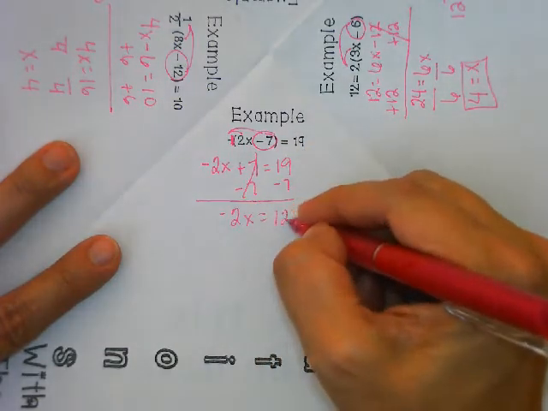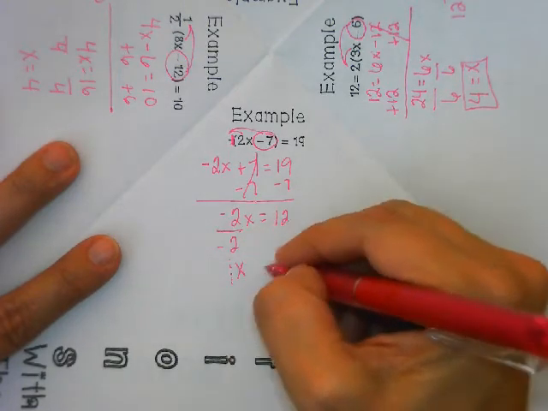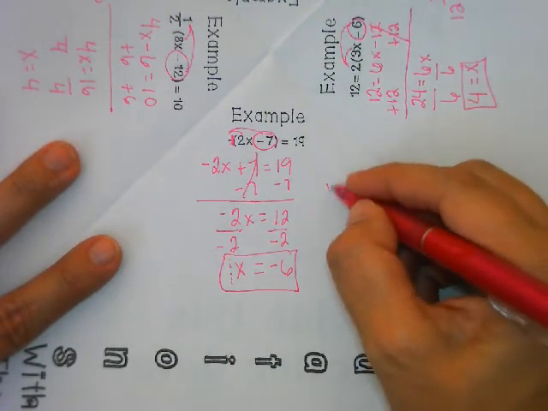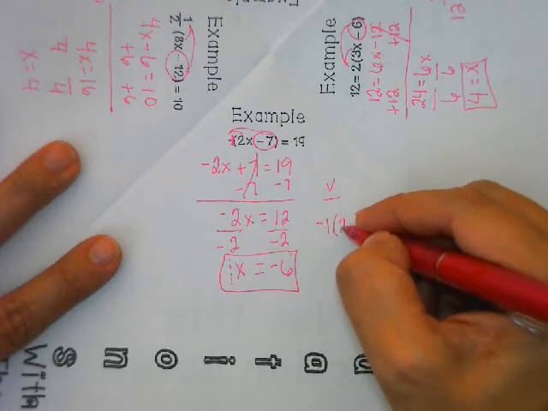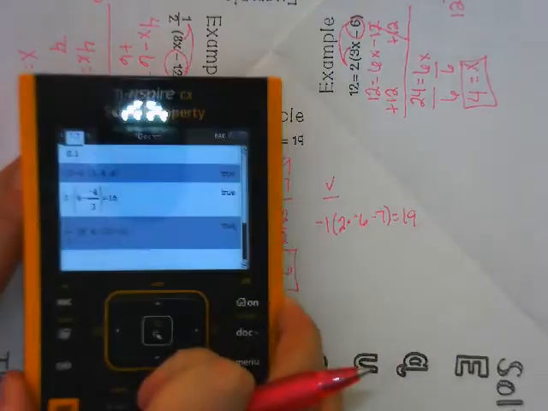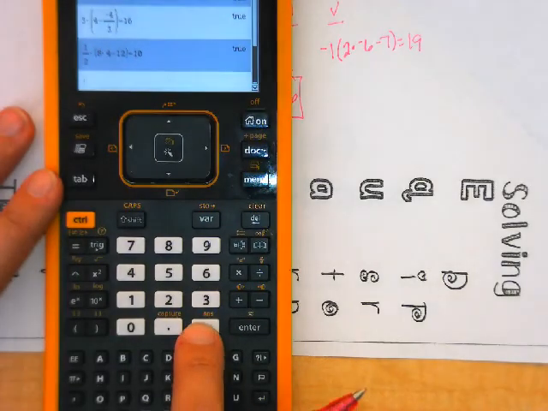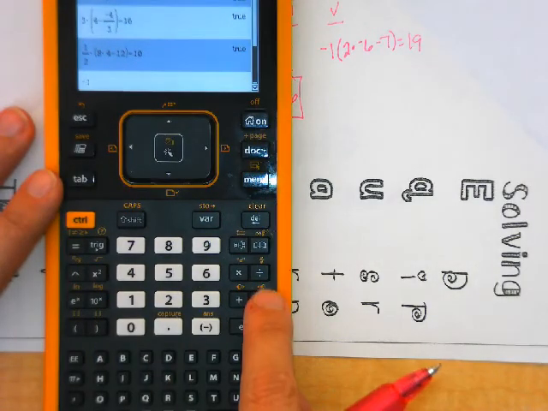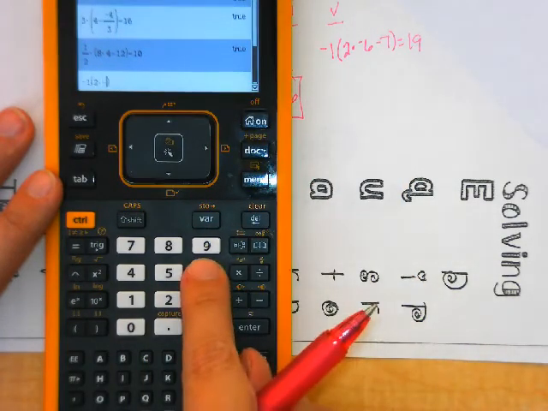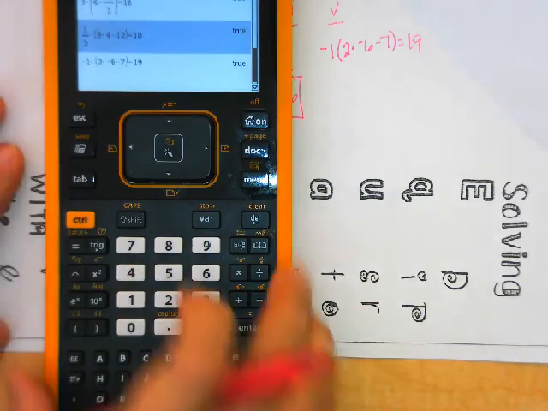Negative 2x equals 12. Make sure you're dividing by that negative 2 because we want this to be a positive 1x. Negative divided by positive is a negative. And again, your check step, negative 1, 2 times a negative 6 minus 7 equals 19. So make sure when you're doing this negative, you're using the negative below the 3 for the negative 1. Because if you use this minus, it's going to try to pull your answer down. 2 times a negative 6 minus 7, close parentheses, equals 19, true.